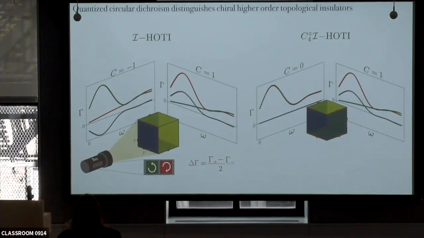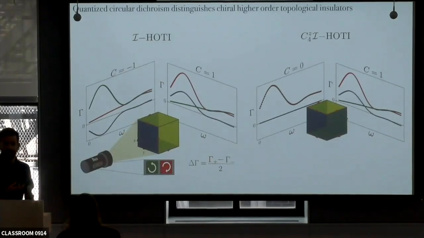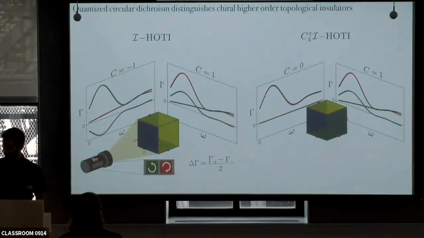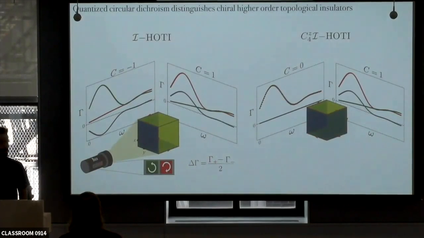However, for the roto-inversion HOTI, this C4z inversion HOTI, this will actually give either 1 or 0, as I was telling you before. So if in one case you would get a projection which is exactly similar to a Chern insulator, well, in the other surface, another plane of polarization, you'll get something that does not close.